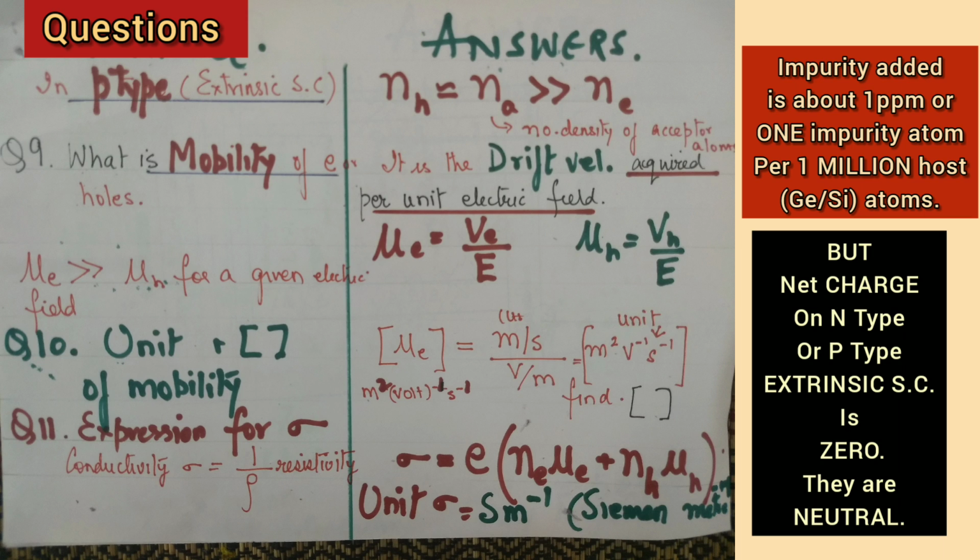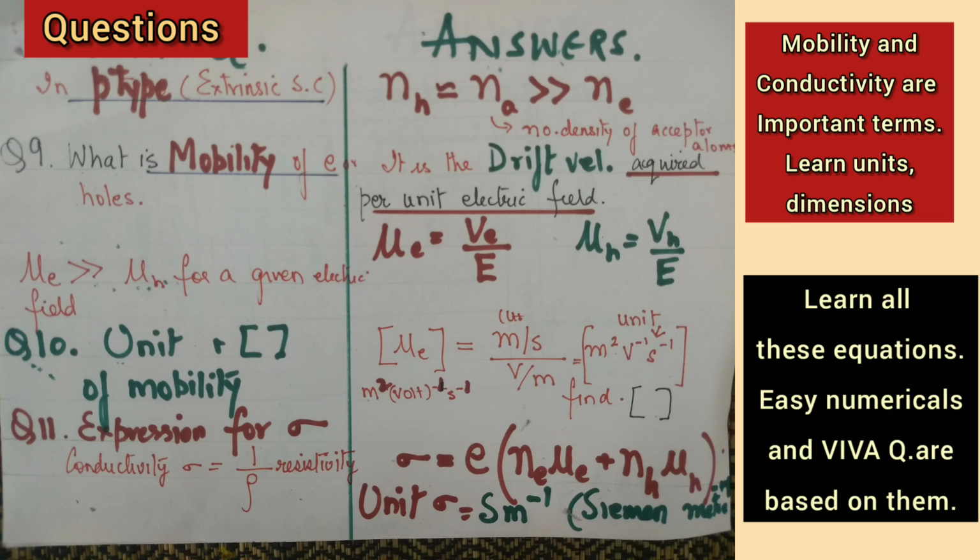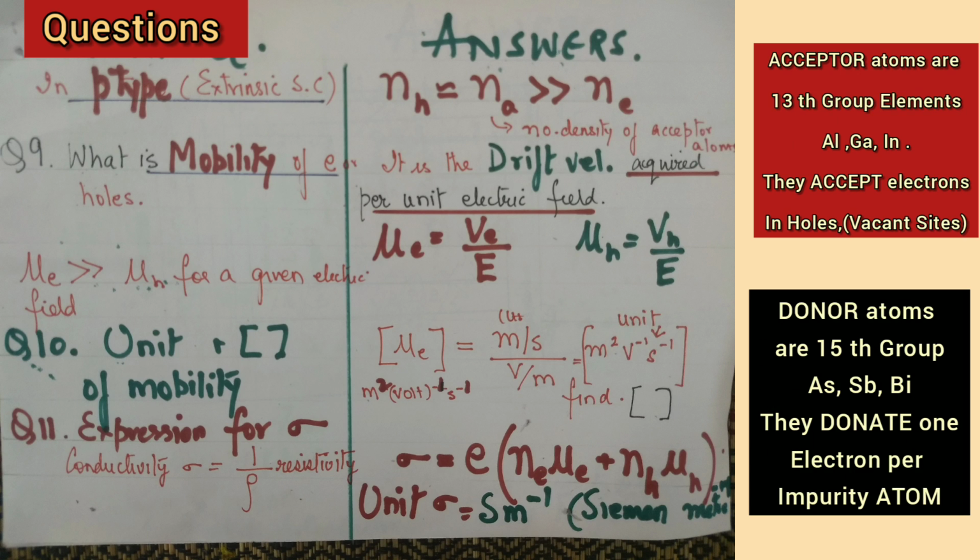Now, how much impurity is added? It's 1 ppm, 1 part of impurity atom per million parts of host atom. This is the amount of impurity added, and this is enormous. So lots of electrons are created in the case of n-type and lots of holes in the case of p-type, and conductivity increases. So p-type and n-type are used extensively in various devices like p-n junctions, n-p-n transistors, etc.